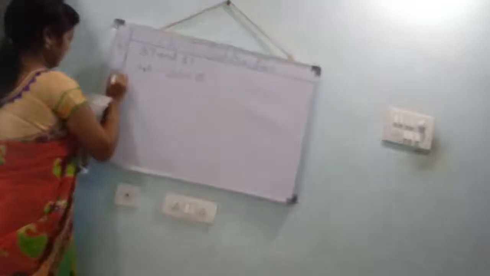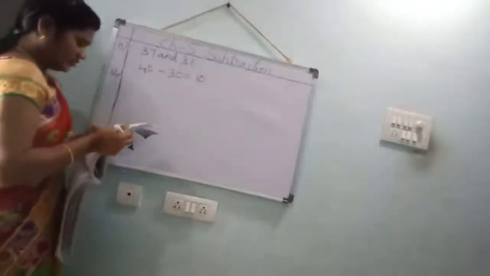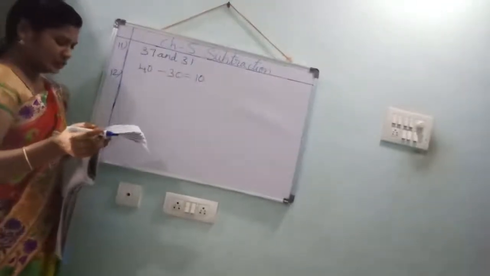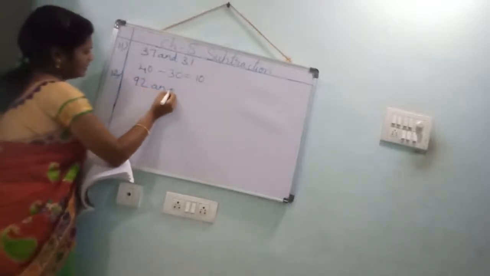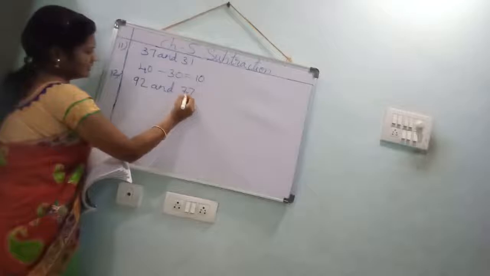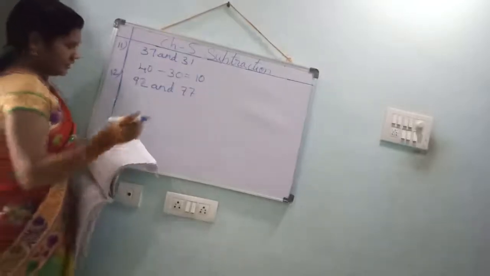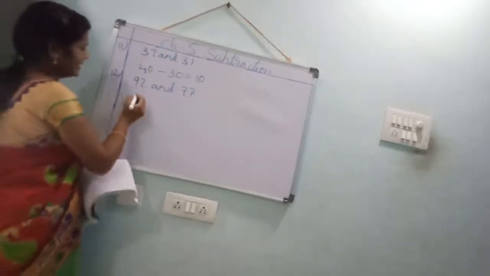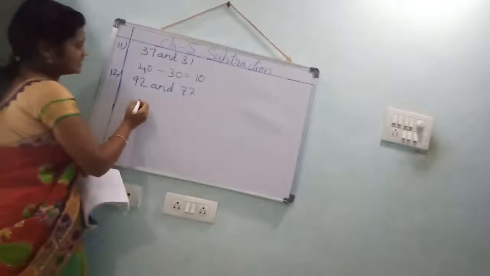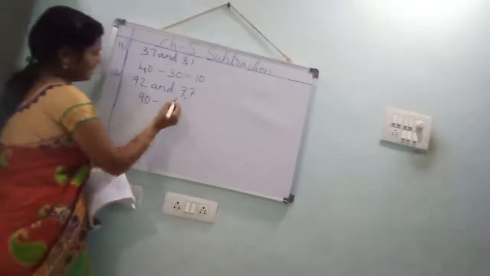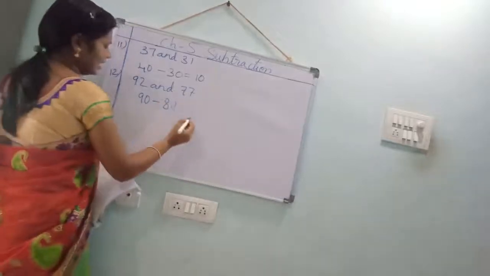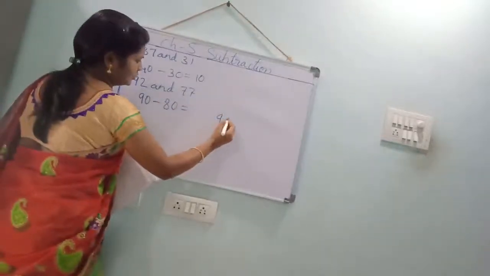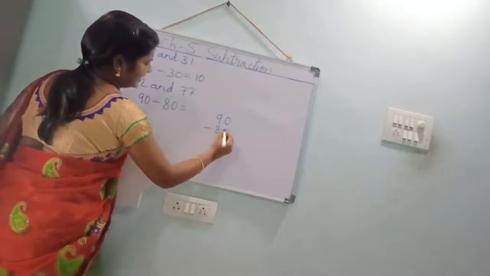12th one. Estimate the difference between 92 and 77. 92 and 77. Estimate the sum they given. As you should take nearest terms. 92 nearest 90 minus 77 nearest 80. Again what you have to do? Minus you should do. 90 minus 80.